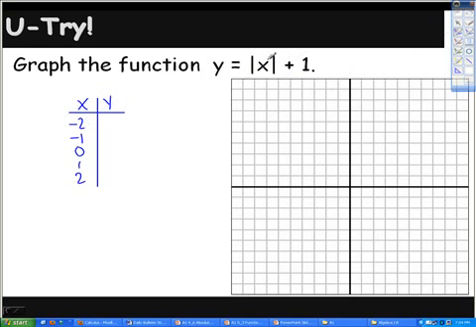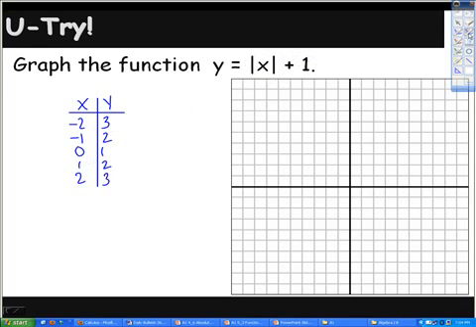When x is negative 2, absolute value is 2, plus 1 is 3. When x is negative 1, absolute value is 1, plus 1 is 2. When x is 0, the absolute value is 0, plus 1 is 1. When x is 1, 1 plus 1 is 2. When x is 2, 2 plus 1 is 3.